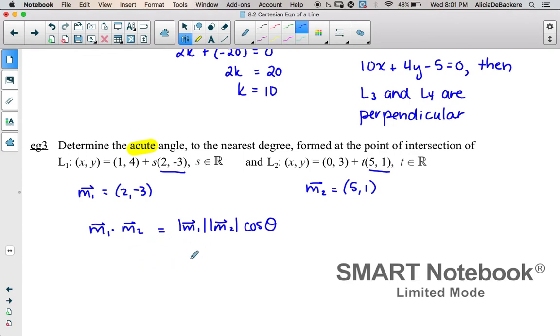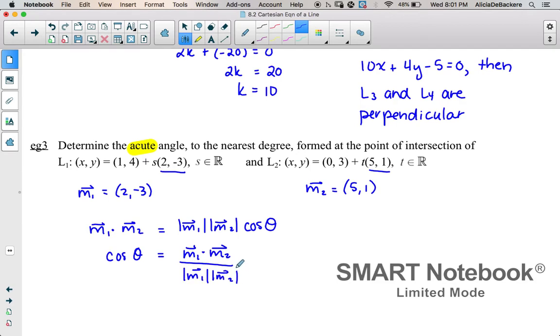So we can rearrange this. We did this a lot last unit. We're going to take the two magnitudes and divide it out on the other side. At the same time, I'm just going to switch the sides here. So we're going to say cos theta is equal to the dot product divided by the magnitudes.